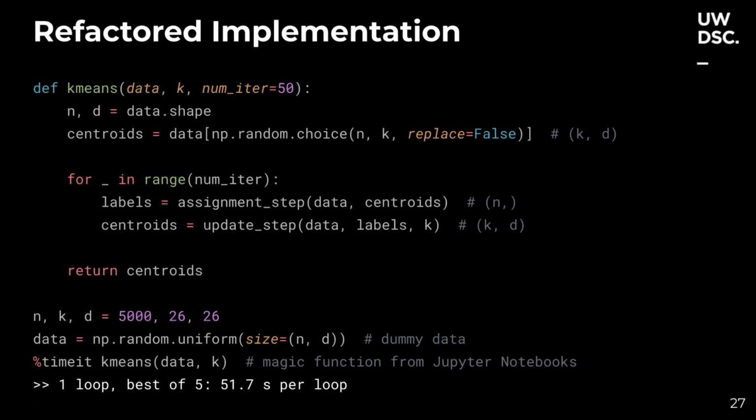In terms of d, the dimension, we know that k-means doesn't work too well if your dimension is way too large. We're going to keep it on the same order of magnitude as k and just make it 26 as well. And so this algorithm, when I ran it on my computer, took almost a minute to run 50 iterations. That's our baseline starting point.